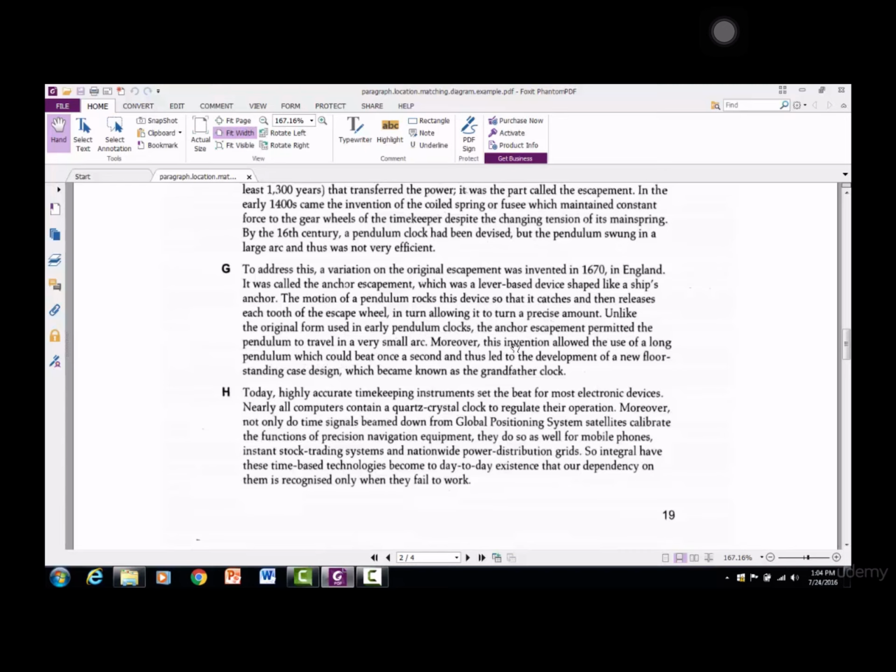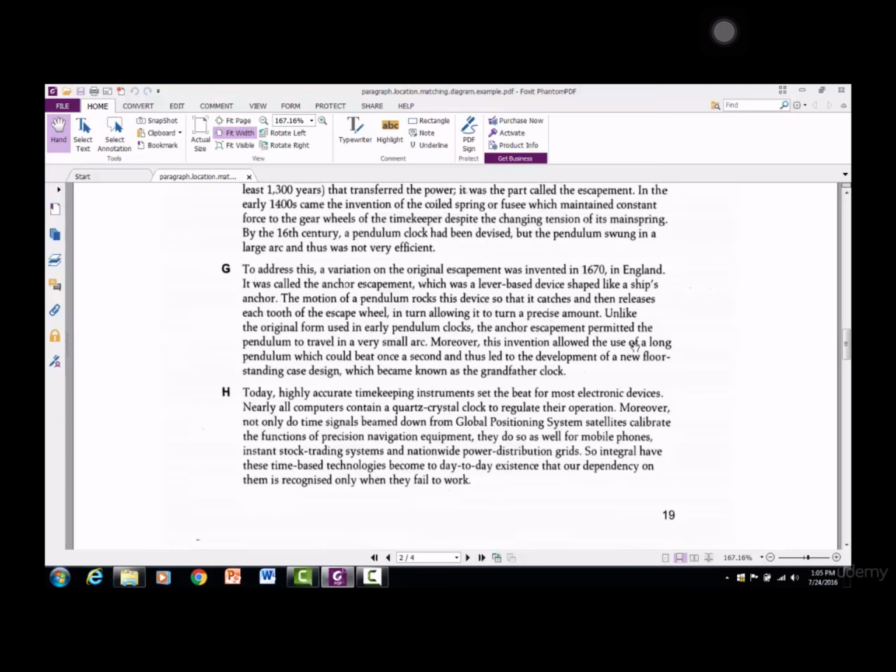Moreover, this invention allowed for the use of a long pendulum, which could beat once a second. Once a is a synonym for each. So the answer for number 13 is second. And what language comes right before which could beat? Long pendulum, right? So the language right before which could beat is long pendulum. So that's the answer for number 12.